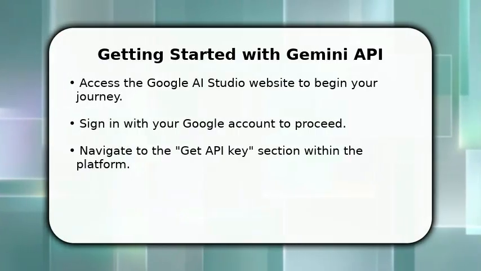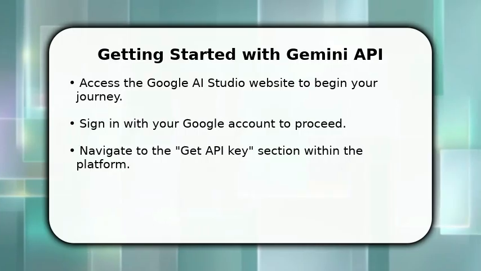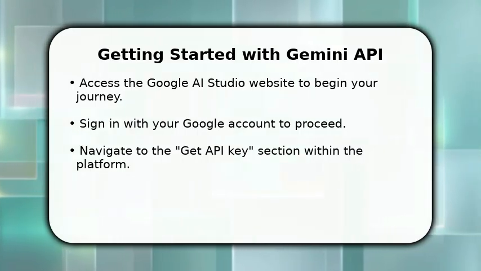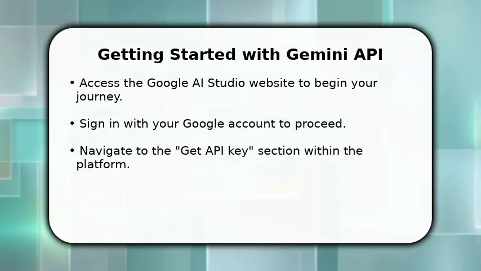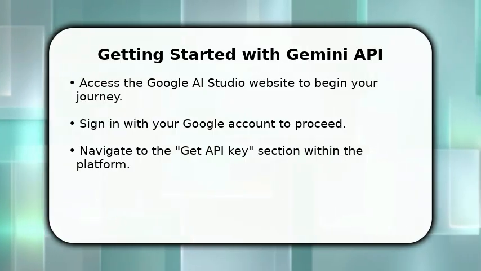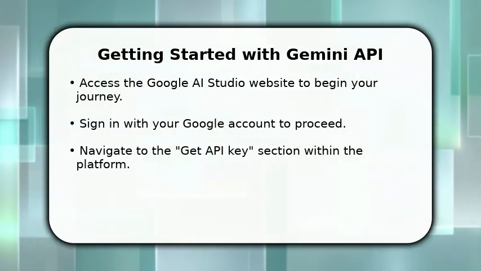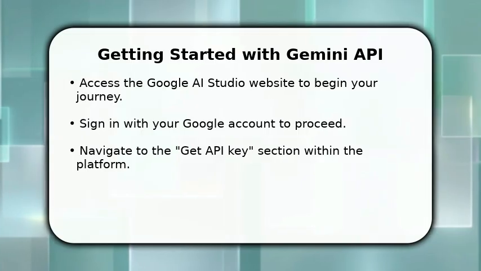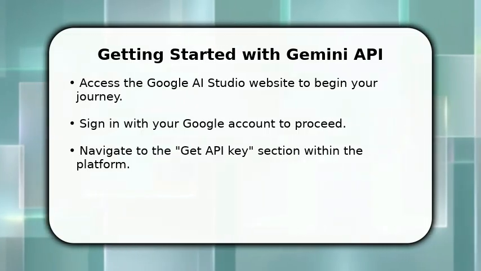In this video, I will show you how to get a Gemini API key. First, open your web browser and go to the Google AI Studio website. This is the central hub for managing your API keys and exploring Google's generative AI models.